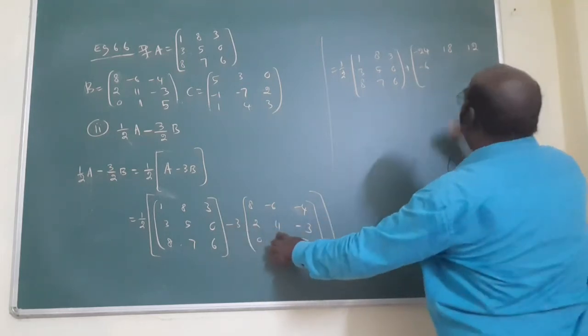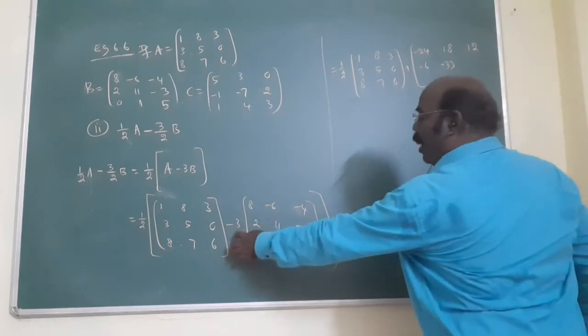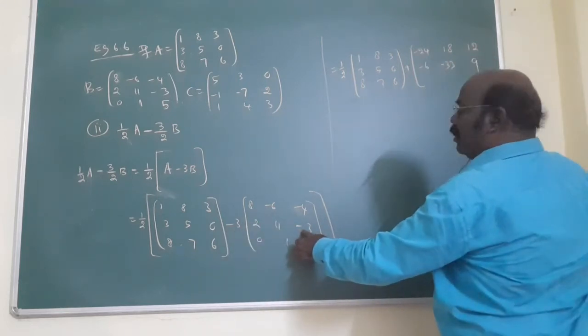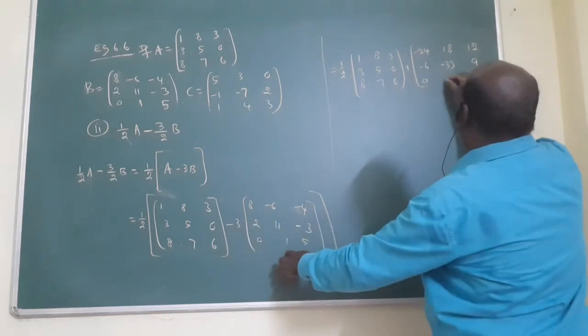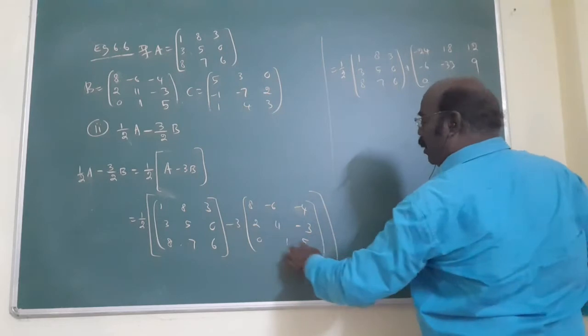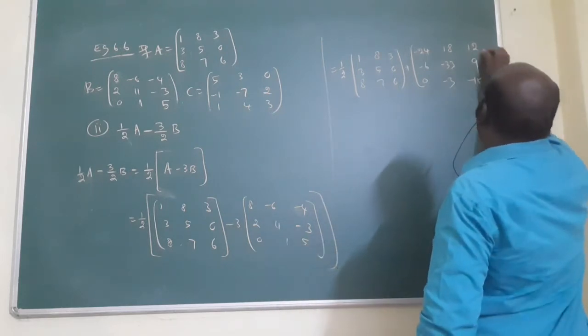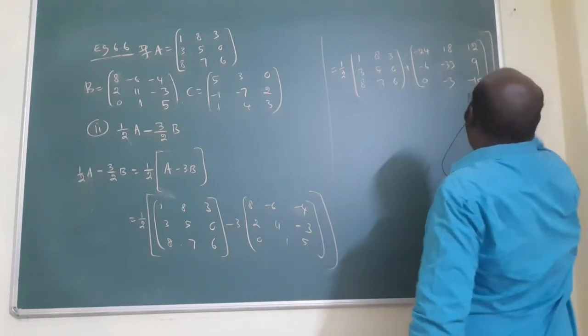Minus 3 into 11, minus 33. Minus 3 into minus 3, plus 9. Minus 3 into 0, 0. Minus 3 into 1, minus 3. Minus 3 into 5, minus 15. Close the bracket. The whole bracket is important.